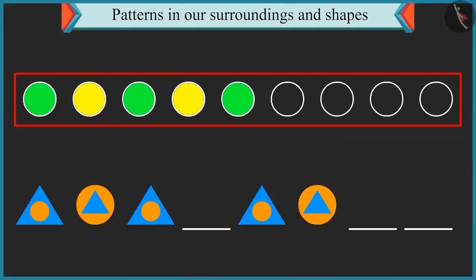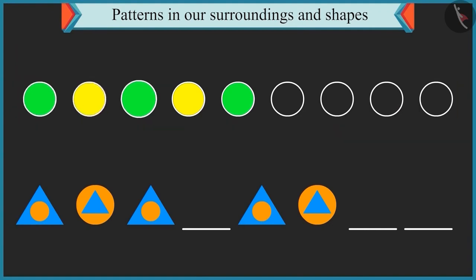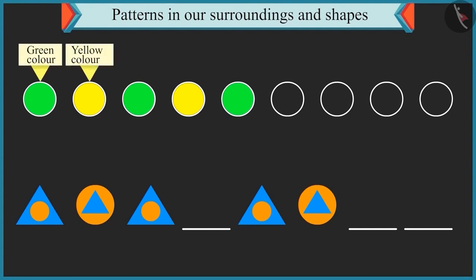Yes, Mummy. Here there are only circles in the first given pattern. I can't identify any pattern here. Look carefully. The circles are filled with colors and these colors are repeated in a particular order. First circle is filled with green color. The second circle is filled with yellow color. And the third circle is filled with green color.